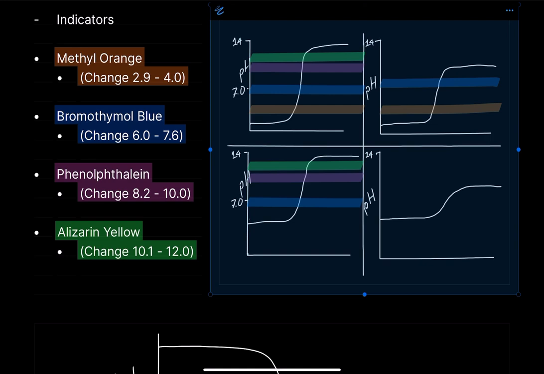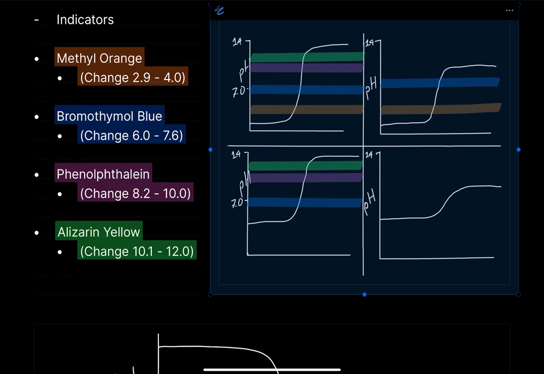But if we go down to the next one, which is a strong acid, weak base. We can't use phenolphthalein because it doesn't fall within the equivalence point. We can't use alizarin yellow because it doesn't fall within that equivalence point, so it won't show the color change, so it's pretty much useless as an indicator. But we can use bromophenol blue and we can use methyl orange because it does change color within that equivalence point, so those would be useful indicators to show the color change.